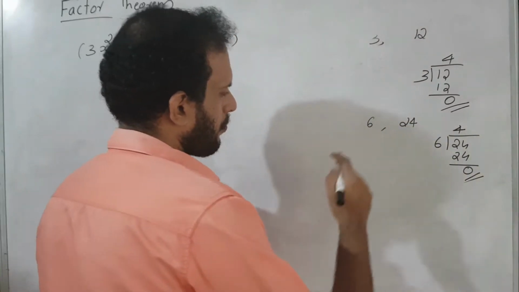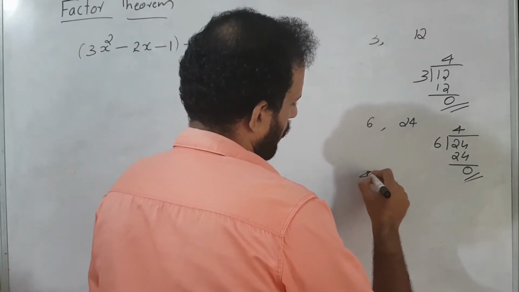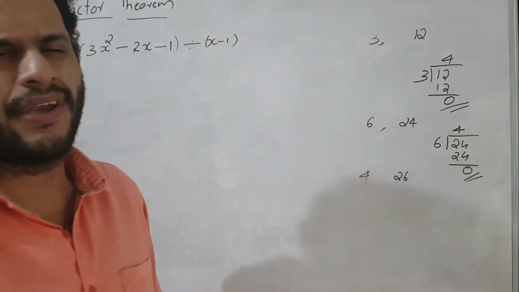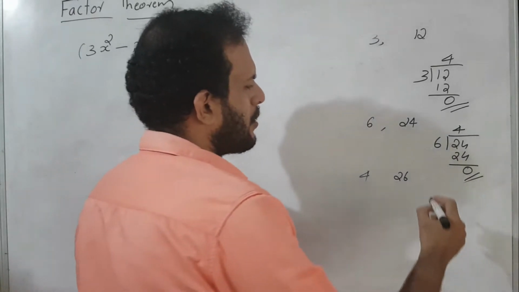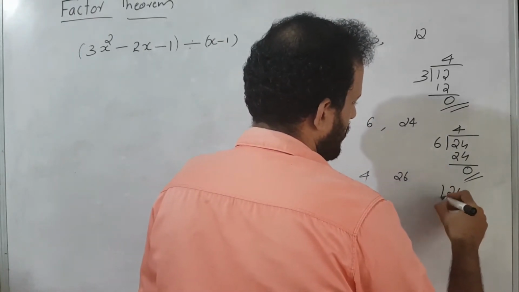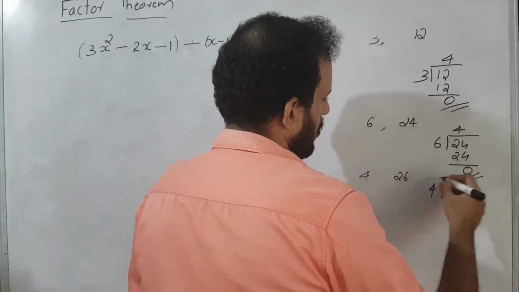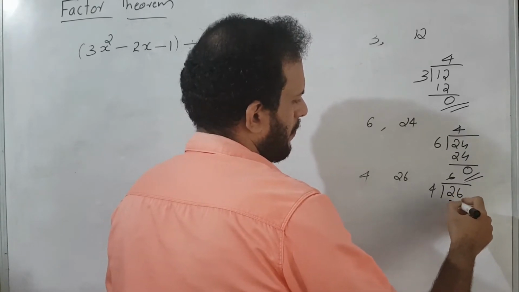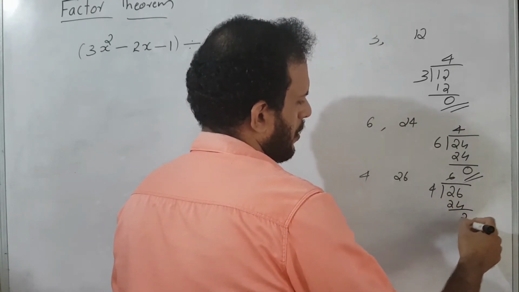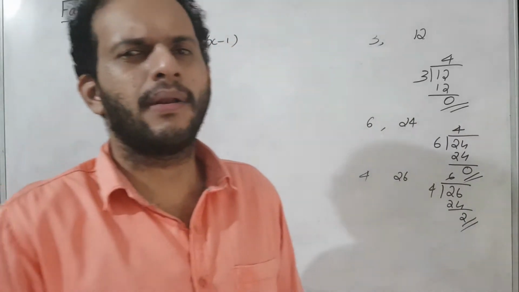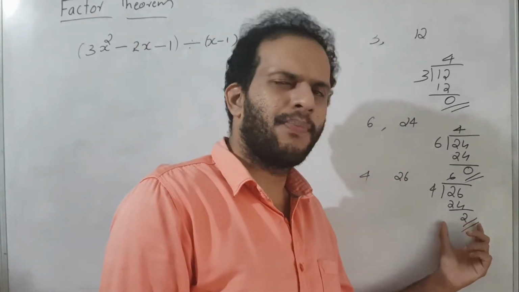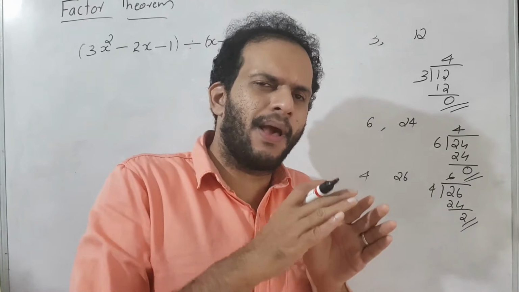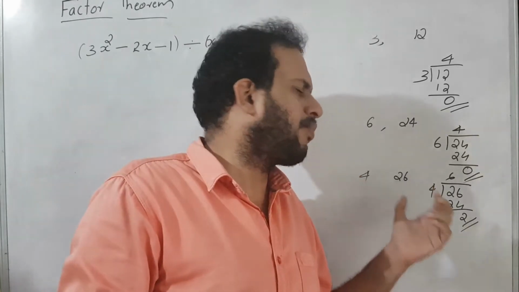One more example. 4 is a factor of 26. How do we check? Just divide 26 by 4. 26 by 4, how many times? 6 times. Correct? 6 times. Then 24. Remainder 2. What is the remainder we got here? The remainder is 2. We did not get 0 here. That means 4 is not a factor of 26. That means if we multiply 4 with any other number, we never get 26.